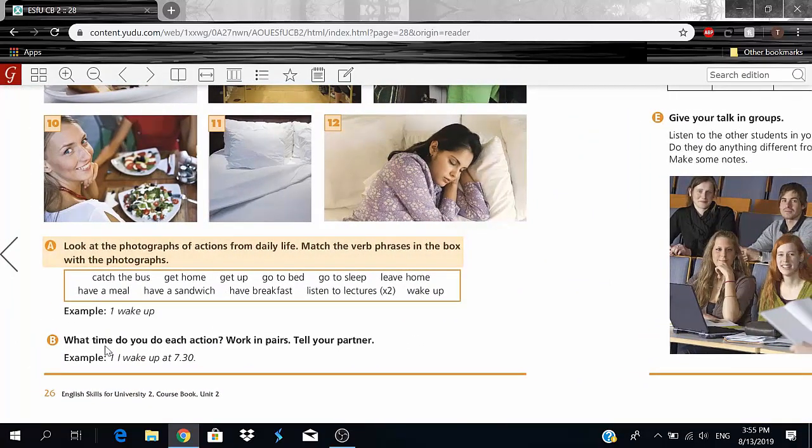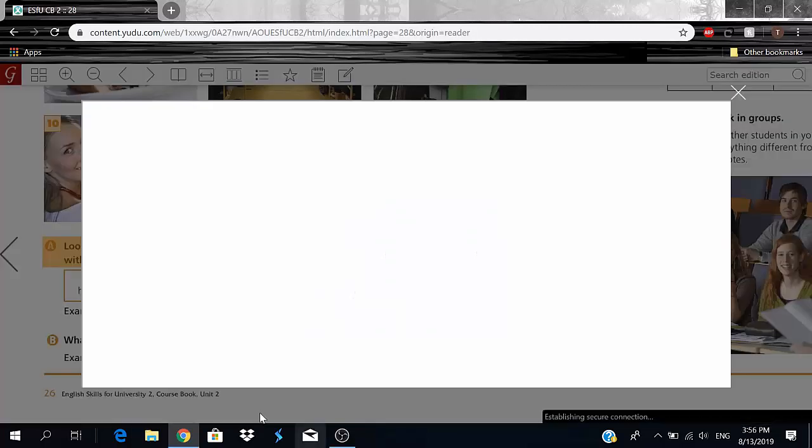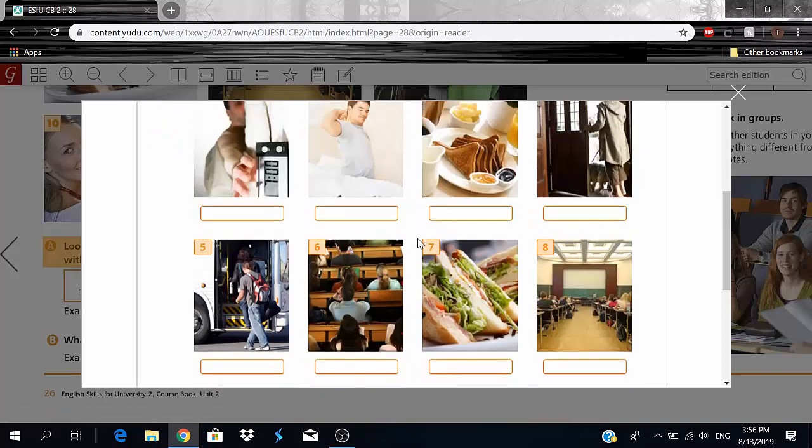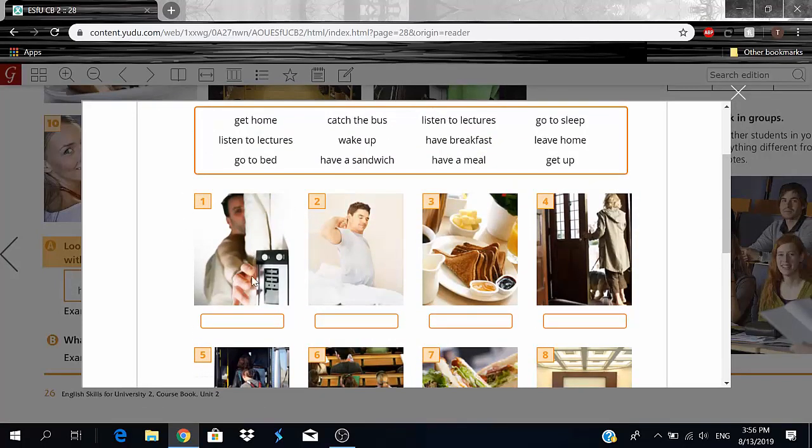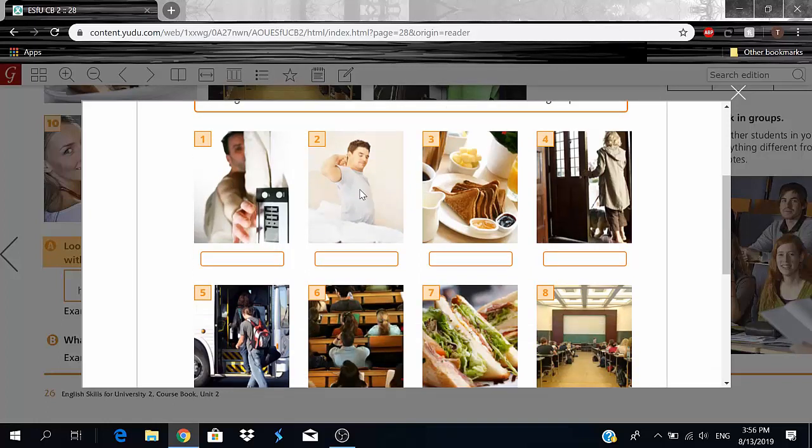Here we have, what time do you do each action? Work in pairs and tell your partner. Okay, so this is obviously going to be entirely up to you, but I'll still do it. So for you personally, in your daily life, what time do you do each action? So let me actually open this one more time again. So for me personally, on school days or university days, I'd wake up at around 5. So 5 a.m. is when I wake up. Get out of bed probably at around 5:10.